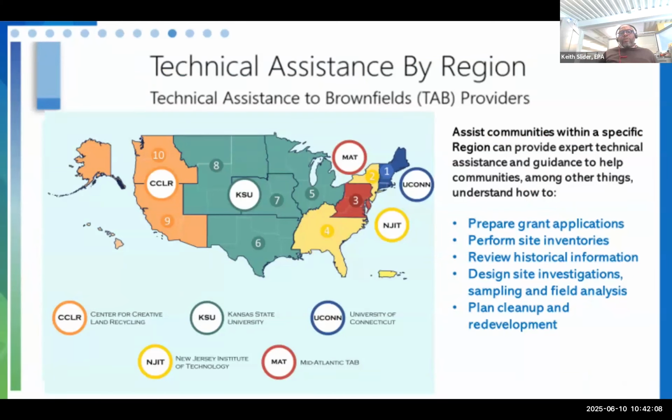And this is again our region. Our region, of course, includes Missouri, Iowa, and Nebraska. It is a little bit smaller than KSU's TAB region. Theirs is a little bit broader than ours, but we are willing to help you with those needs. Next, please.